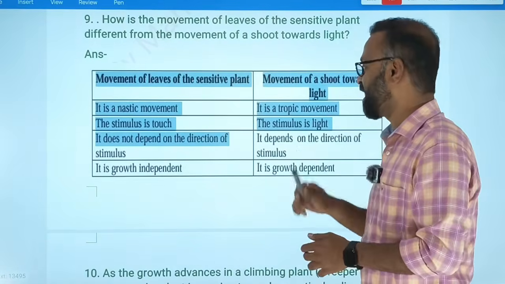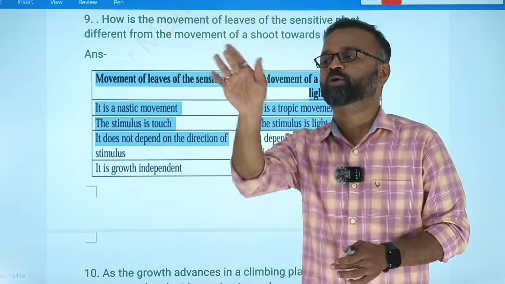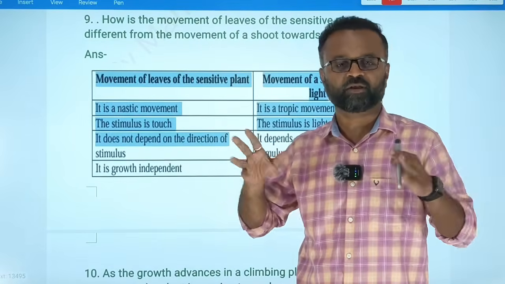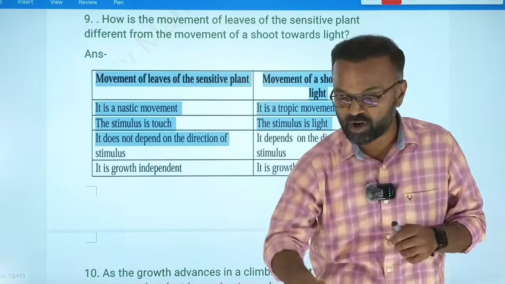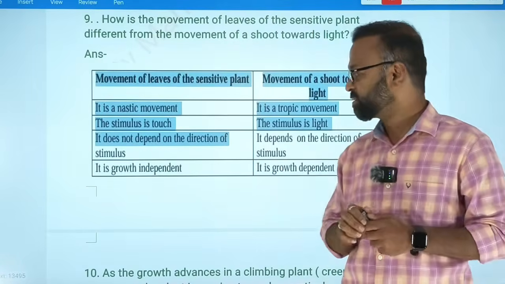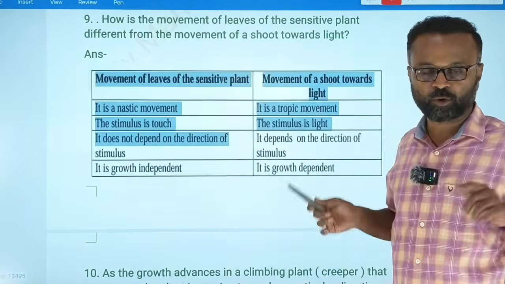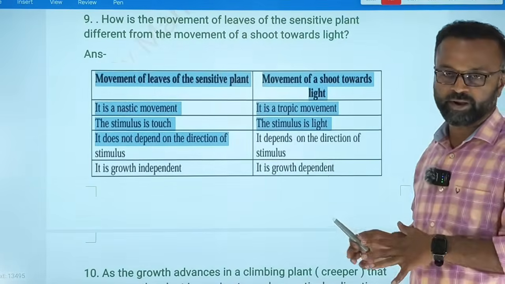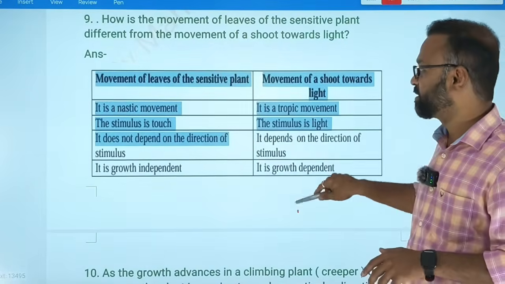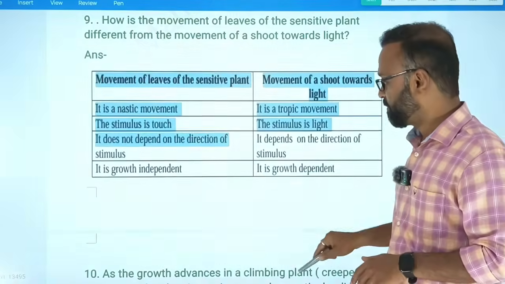Here the stimulus is light. Tropic movement depends on the direction of the stimulus. Wherever you want, you can touch the sensitive plant. There is no direction. It will fold its leaves. But here, towards the sunlight, towards the water, towards gravity, there is a certain direction. Nastic movement is growth independent. It is not depending on the growth. The movement of the shoot towards the light is growth dependent. Hope this is clear. Yes? Understanding?